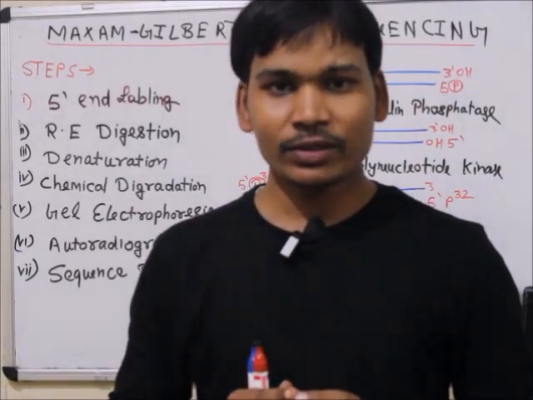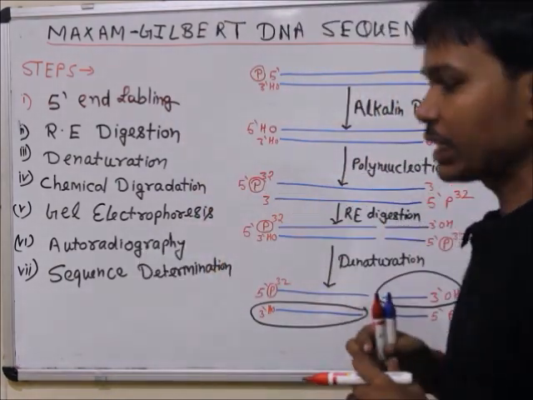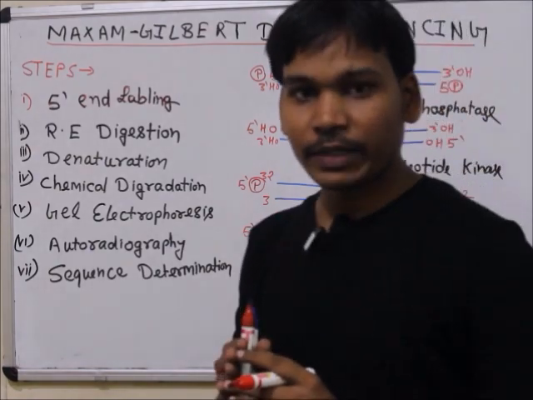Hi friends, welcome back to JK Biology, and today I will describe the Maxam-Gilbert DNA sequencing method, which is also called the chemical degradation method of DNA sequencing.